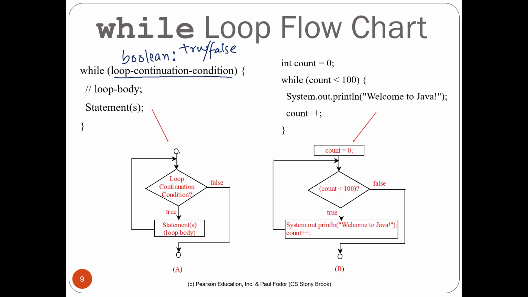Okay, so let's look at this flowchart. What is this flowchart saying? It says that you come here and check the condition. The condition is the loop continuation condition. If the condition is true, then only you should run the loop body. If the condition is false, no point. You should not run the while loop at all. Okay, good. If you got this simple flowchart, then let's try to understand it with an example.